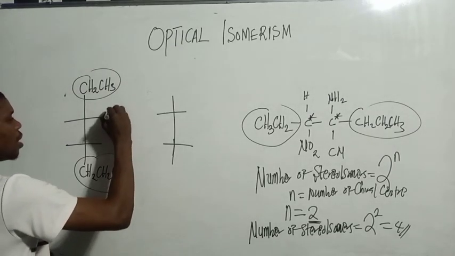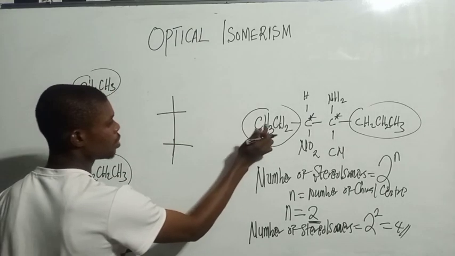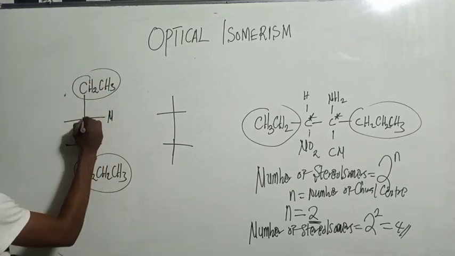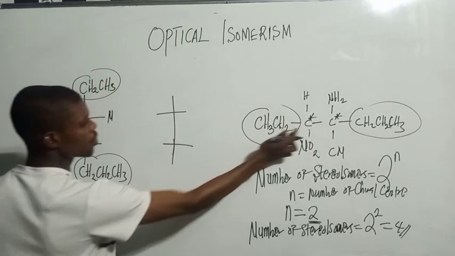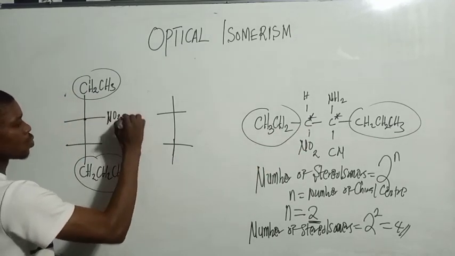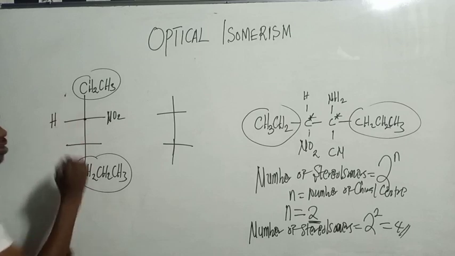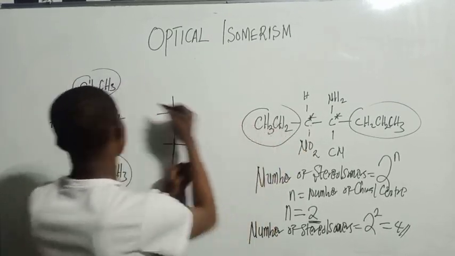And now remember, this one, 1, 2, 3. I'm starting from 1, 2, 3. This is that. 1, 2, 3. So this one is having what? NO2 and what? A hydrogen. Can you see that? This one is here. So I'm starting from 1, 2, 3. So this one is the top one.